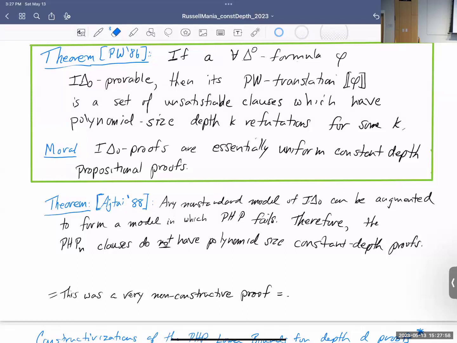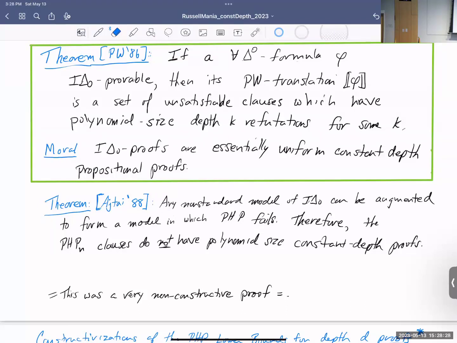Ajtai showed, he proved that any non-standard model of IΔ0 can be augmented to form a model in which the pigeonhole principle fails. And therefore, the pigeonhole principle clauses do not have polynomial size constant depth proofs. Now you may have noticed this is the converse of the theorem in the green, right? So it says, if something's provable in IΔ0, then it has constant depth proofs. This is saying things are not provable and therefore don't have constant depth proofs.